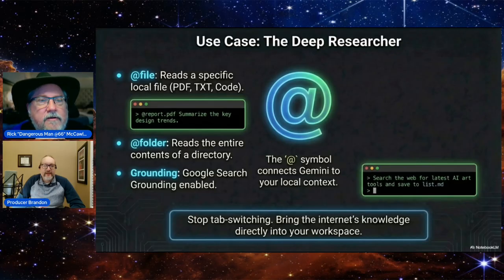The at symbol connects Gemini to your local context, and you can have Google search grounding enabled, so you don't have to switch between tabs. Can it run Photoshop for me autonomously if I tell it what to do? It can do anything that it can do from the command line.